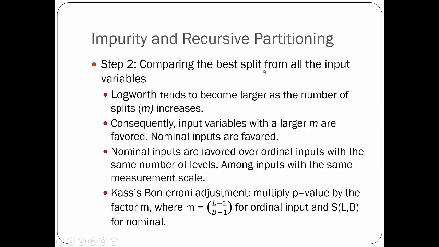So step 2, comparing the best split for all input variables, and so log worth tends to become larger as the number of splits increases, and consequently input variables with larger m are favored, nominal inputs are favored. So again, nominal inputs, remember, if you have too many possible values, the number of candidate splits will increase in an explosive way, and there are some other adjustments that you can do to limit the number of possible splits.